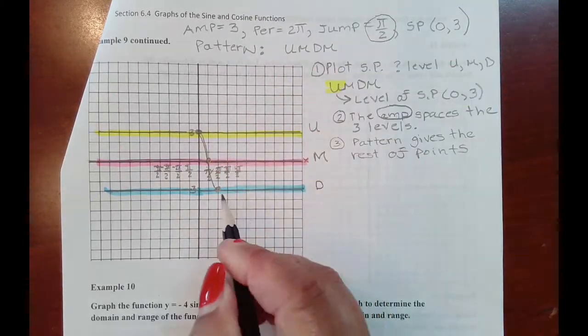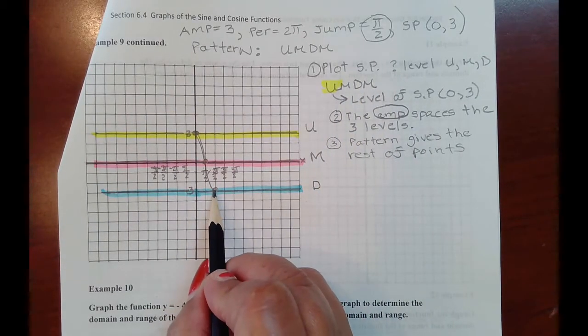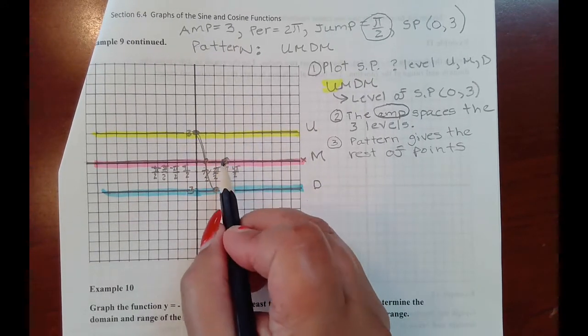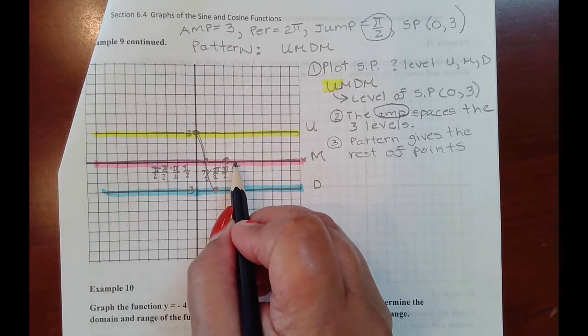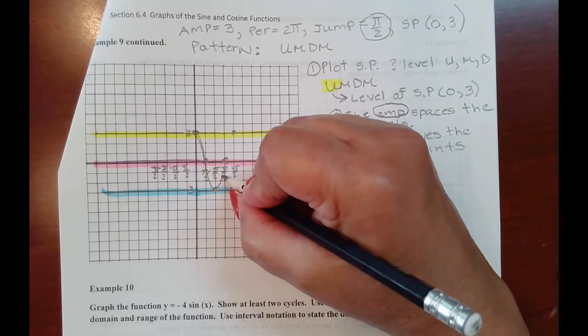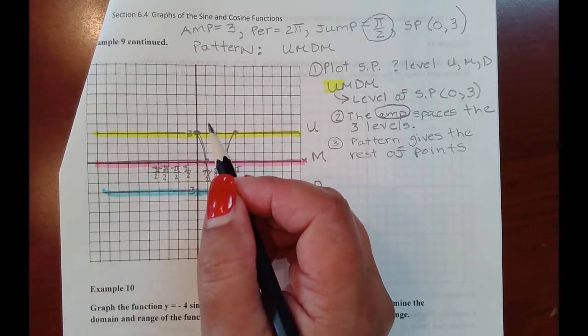Okay, now I'm at the downward level, go back up to the middle level. Again, slide over pi over 2 units and then go for the middle level. Slide over pi over 2 units and go to the upper level. So you have the right side of the graph. And you can keep going on this side if you want, or you can go back this way.